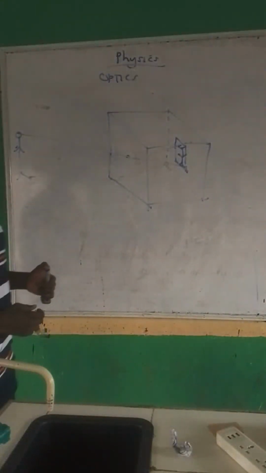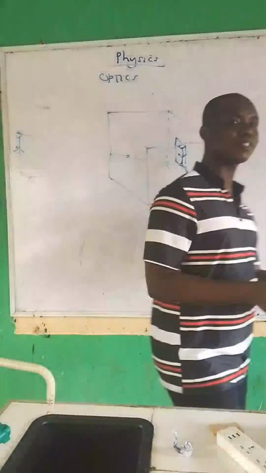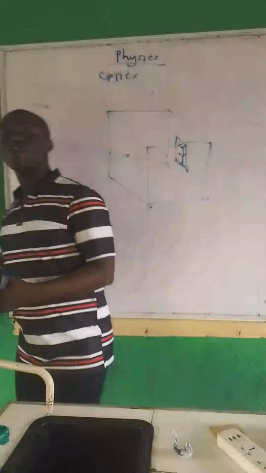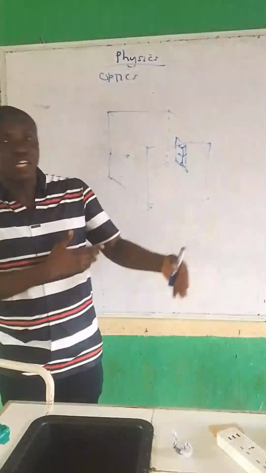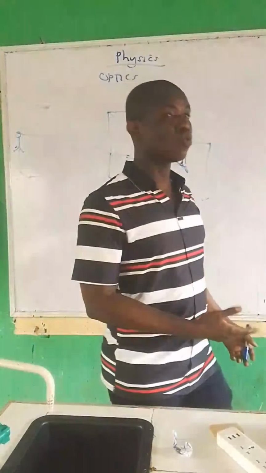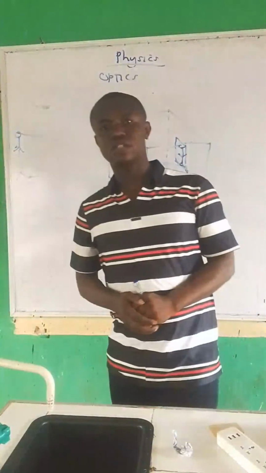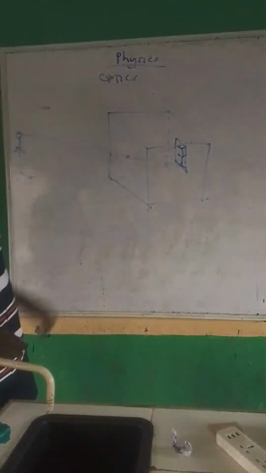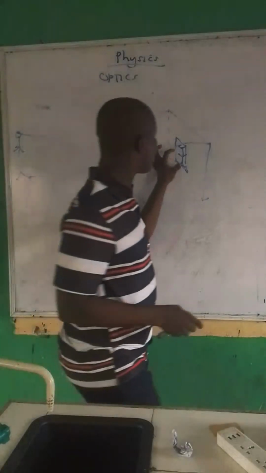Am I communicating? As time goes on, I'll be telling you what it means for something to be real and what it means for it to be virtual. Because the opposite of a real image is a virtual image. Am I making sense at all? So that is basically it. The image of the form is real.